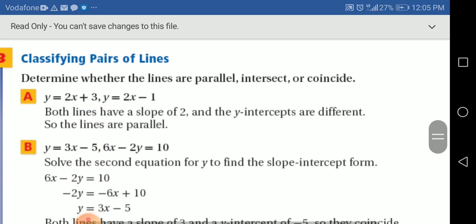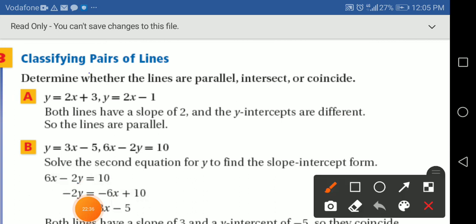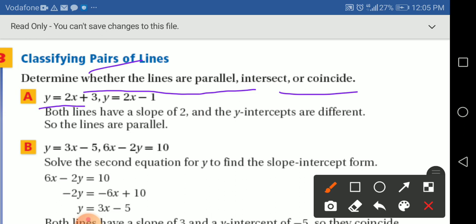Let's complete. I have here classifying pairs of lines. For example, determine whether the lines are parallel, intersect, or coincide. Here I have y equal 2x plus 3, y equal 2x minus 1. So both lines have the slope 2. I want you to write the answer like this: both lines have a slope of 2, and the y-intercepts are different, 3 and negative 1. So the lines are parallel.